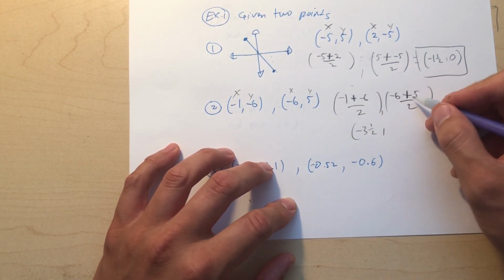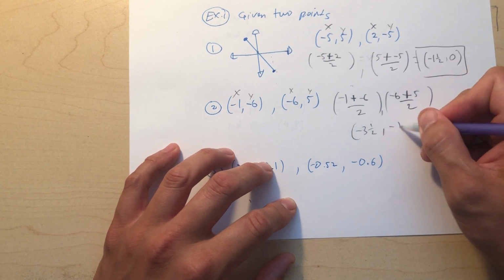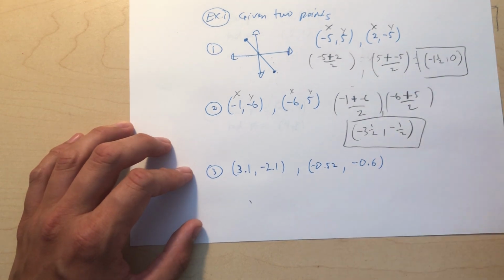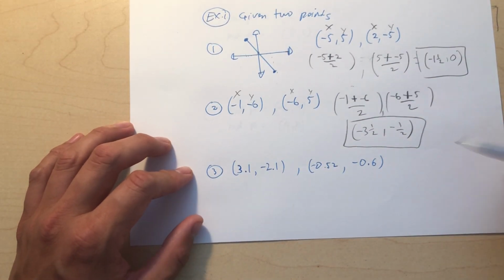And then this one here is -1/2. And that's my final answer. So that's the midpoint, okay? Now, when you see a decimal like this, and again, no worries, you could use a calculator.